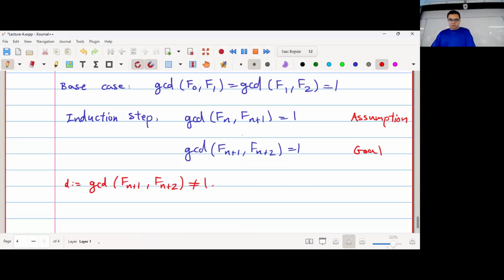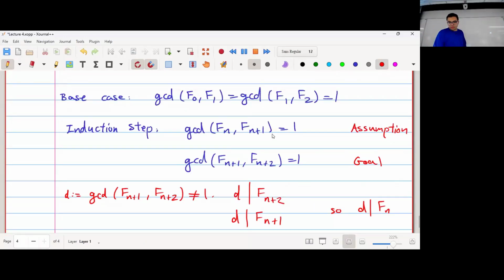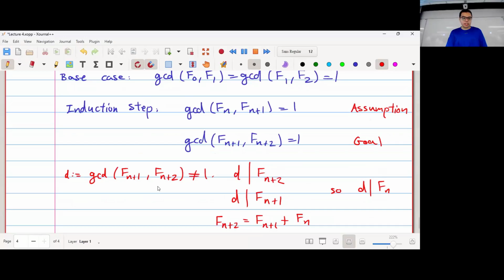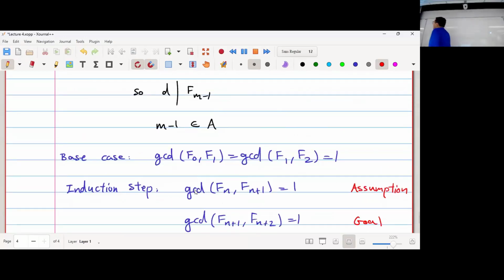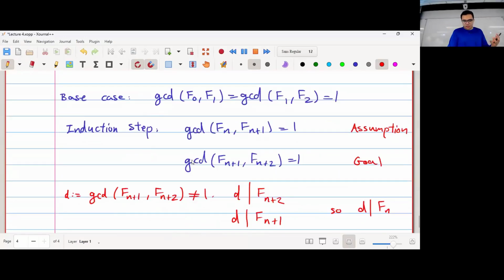So what do I know? I know that D divides Fn plus 2, D divides Fn plus 1. These are all by definition. And I know that Fn plus 2 is Fn plus 1 plus Fn. So D divides Fn. And because the GCD of Fn and Fn plus 1 was 1, and D divides Fn plus 1 and D divides Fn, D has to be 1. So I could say the exact same thing using induction. It's just that depending on the problem, one of these 3 methods would sound a little bit easier to do. It's just our human intuition. Otherwise, all of them are equivalent.